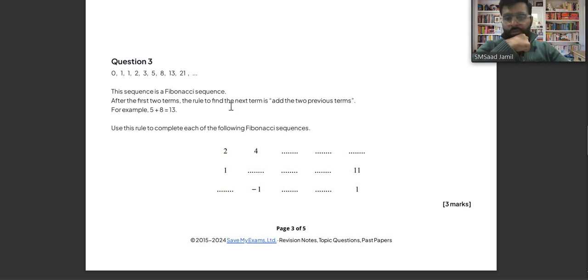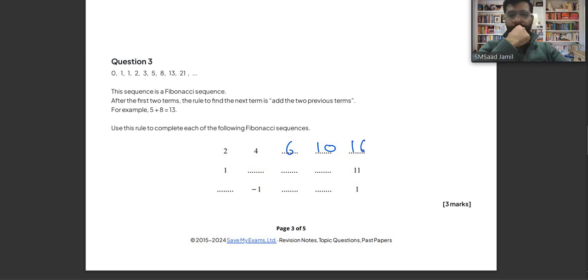It says this sequence is a Fibonacci. Math is already difficult to begin with. I wish they used some easier words anyways. After the first two terms, the rule to find the next term is add the previous terms. For example, 5 plus 8 is 13. So over here, it actually means that in this question, you have the first two terms 2 and 4. So the next term is going to be 6. Why? Because 4 plus 2 is 6. Then in order to find this term, we will do 4 plus 6, which is 10. Then in order to find the next term, we will do 6 plus 10, which is 16.